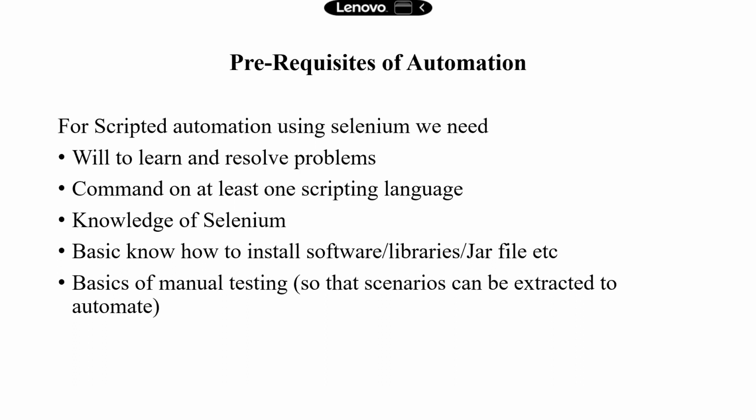Then you should have some knowledge of manual testing as well. As I have already mentioned, if you don't know anything about manual testing, you cannot extract the scenarios that you have to automate. So you should be good, or at least have a basic know-how of manual testing, so that you can segregate the scenarios. Say there are 100 scenarios, and these 20 need to be automated and these 10 can be automated. To make the decision to extract the scenarios, you must have the basics of manual testing. We will be covering that as well.